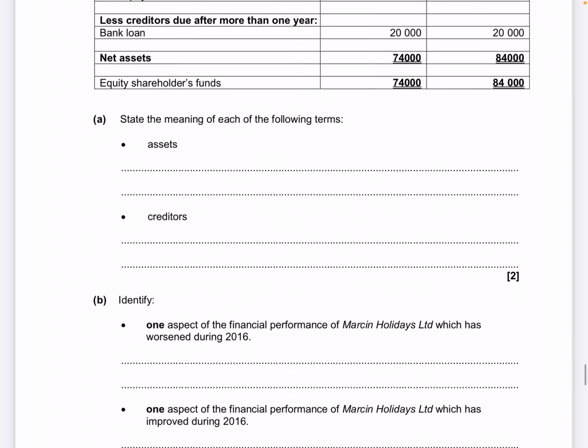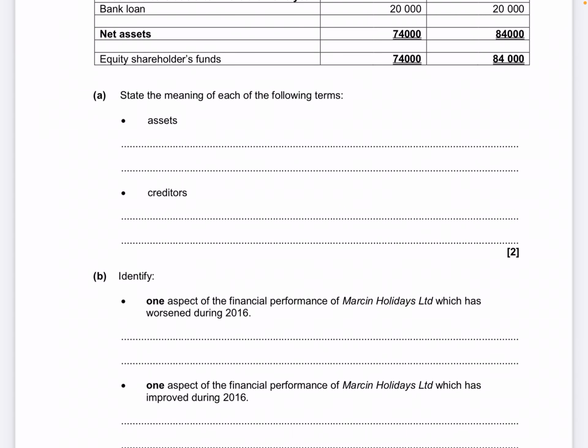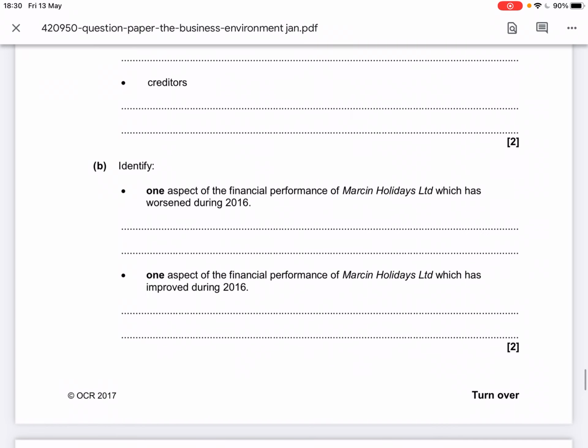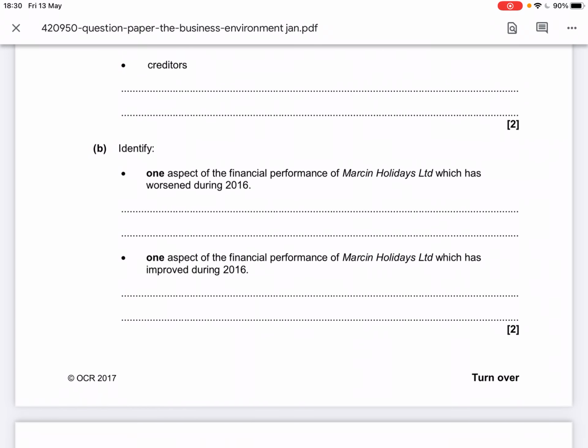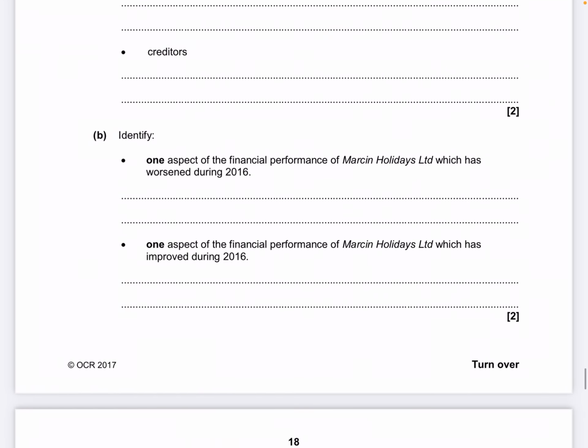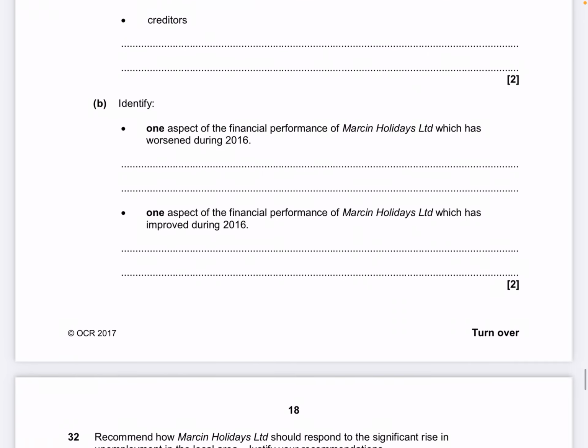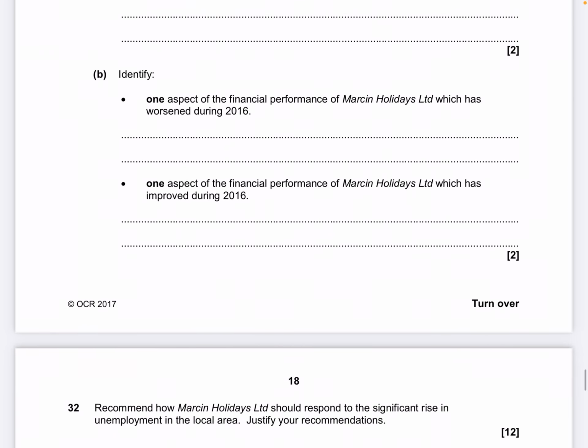We then have to state the meanings. So again, what does this mean? So you just need to know the definitions of these particular 2 words, and that will get you 2 points. In the next section, we are talking, again, just putting a point in one aspect of a financial performance for 2016 that's worsened and one that's improved. So again, no explanation needed. You're just picking out information and making your point.